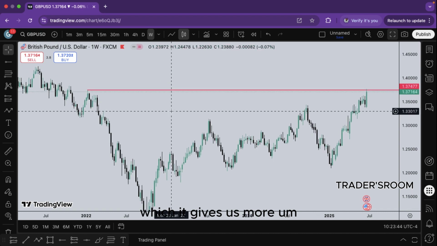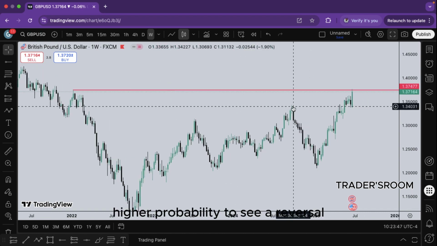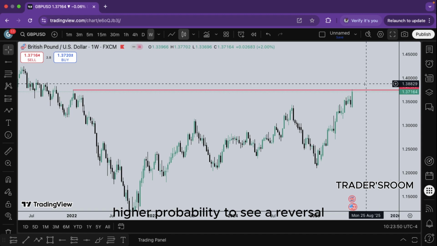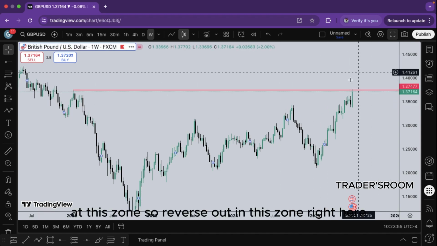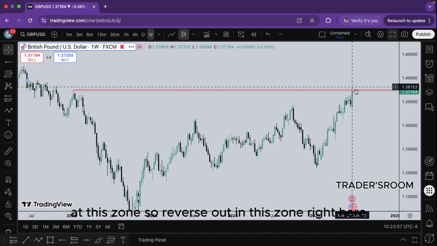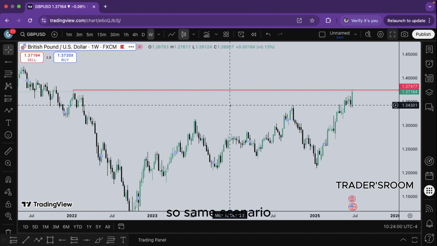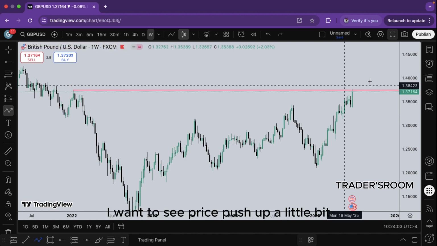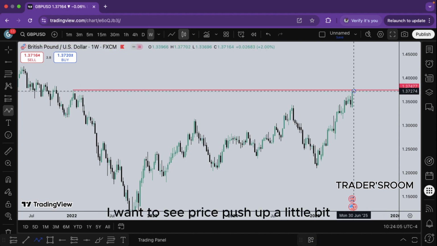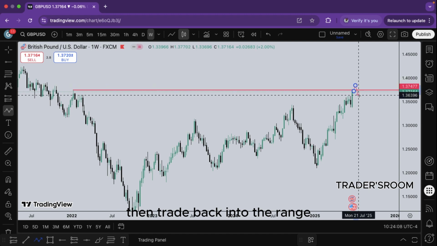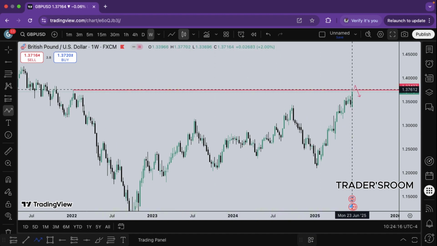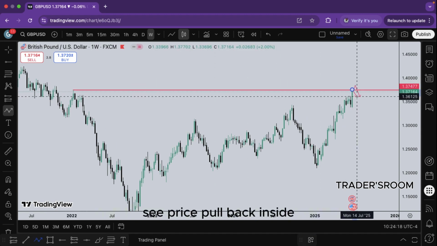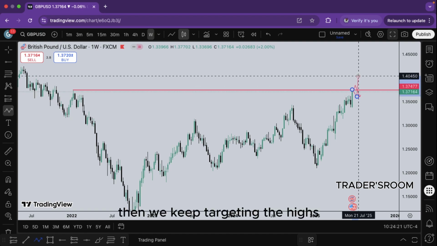which gives us a higher probability to see a reversal at this zone. So a reversal in this zone right here. Same scenario: I want to see price push up a little bit, then trade back into last week's range. Or see price pull back inside, then we keep targeting the highs.